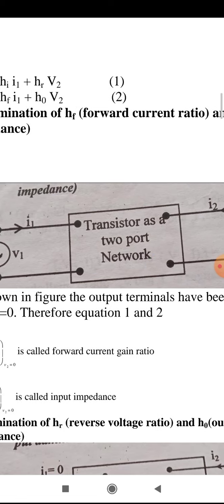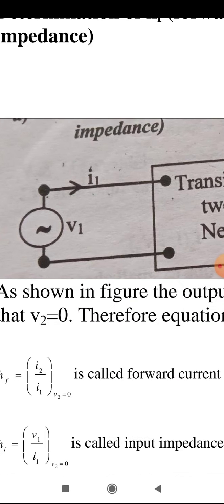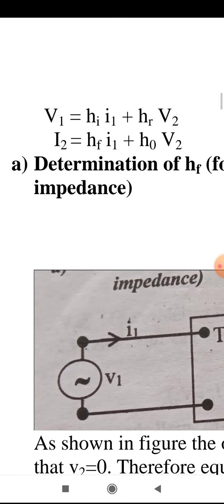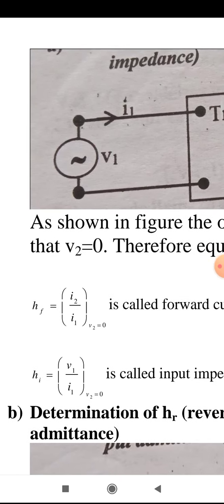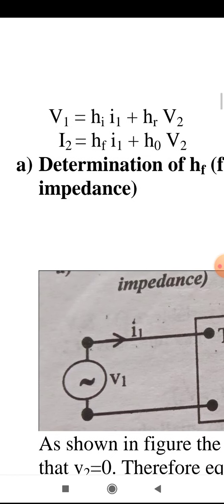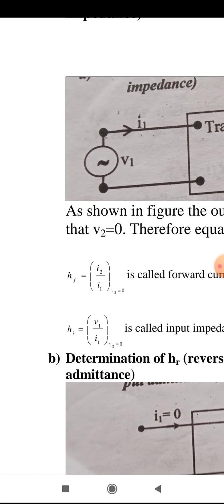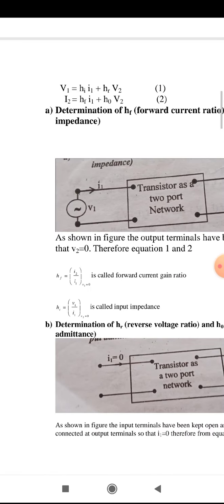The second parameter is calculated from equations 1 and 2. HI is calculated with V2 equal to 0, so HI is equal to V1 upon I1 from equation 1. And this is called the input impedance.